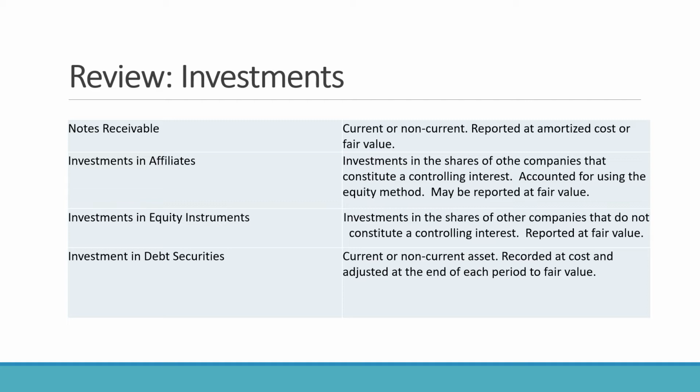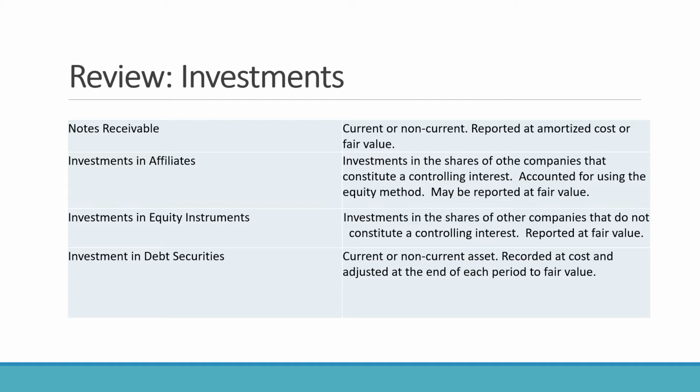Companies also make investments in the stocks and bonds of other companies. In some cases, those stocks and bonds, the investment might be made with the intent of selling the investment in a short period of time to make a profit on short-term price fluctuations. Those are called trading securities, and they are reported as current assets.